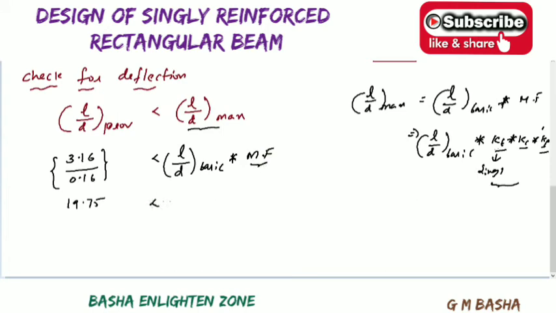So what is the L by d basic value? The L by d basic value for a simply supported beam is 20, which is given in your code book.